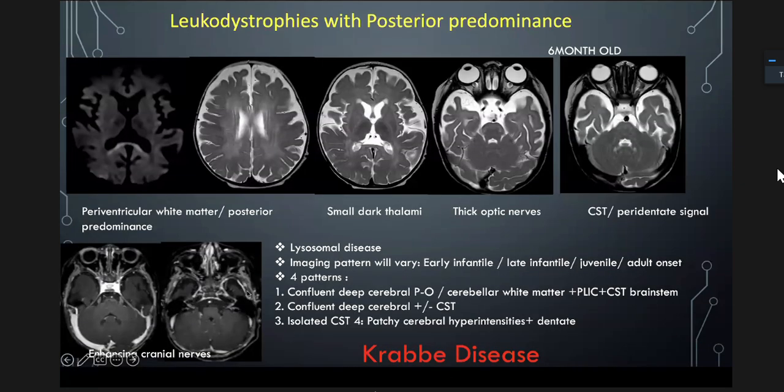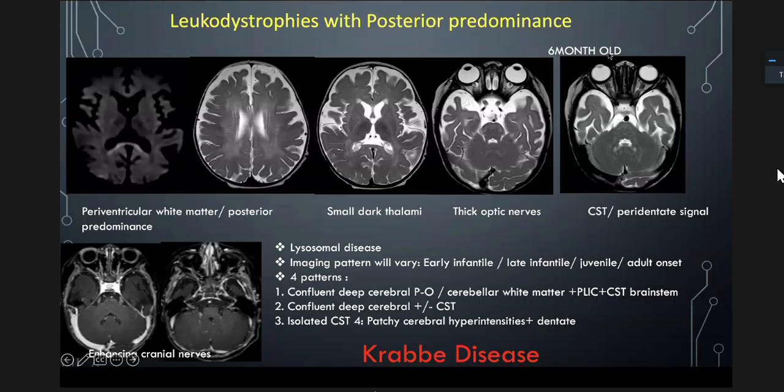Now coming to another prototype, which is Krabbe's disease. Krabbe's disease also will have posterior predominance. However, it will also be periventricular. So, as we see here, the signal is in the periventricular white matter, but diffusion restriction is seen only in the posterior aspect. And Krabbe's classic finding would be small and dark thalami.